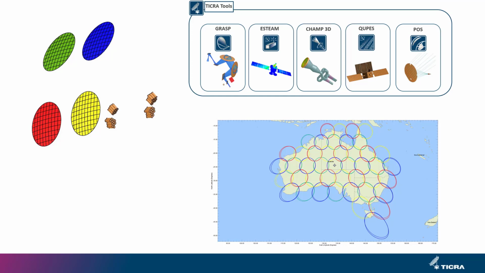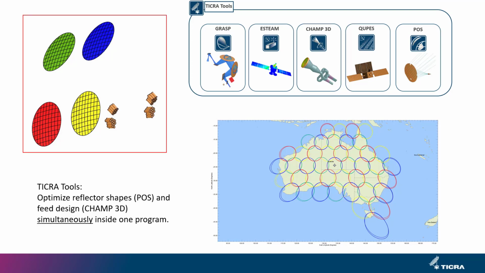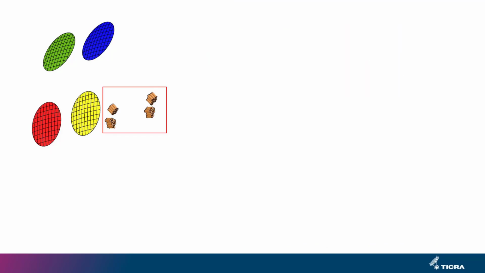What we'll be showing in the video is that it's possible to optimize this full antenna system in Tigra Tools, and that the full system design may improve the antenna performance by improving the spot beams on the ground. This is possible by simultaneously using POS for shaping the reflectors and CHAMP 3D for designing the feed horns in the feed array. Before optimizing the full antenna system, we'll focus on optimizing the feeds in the feed array.